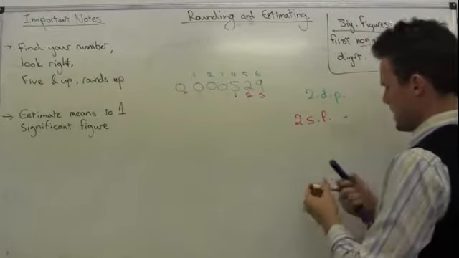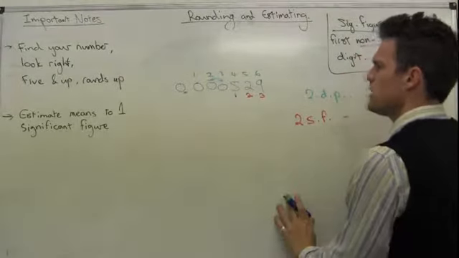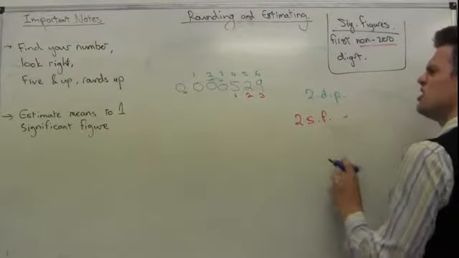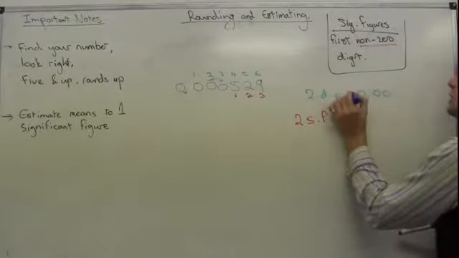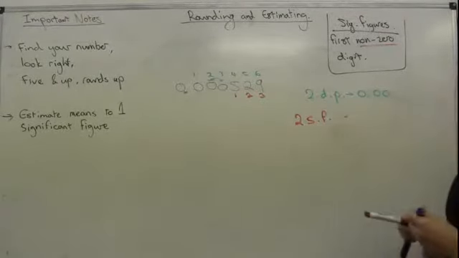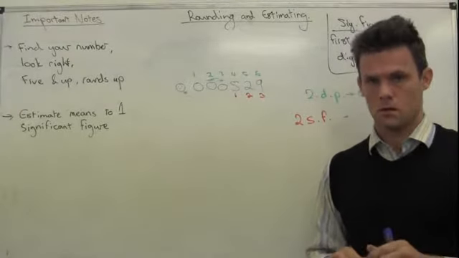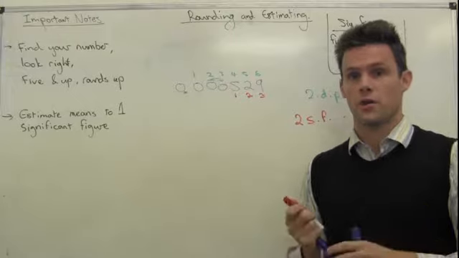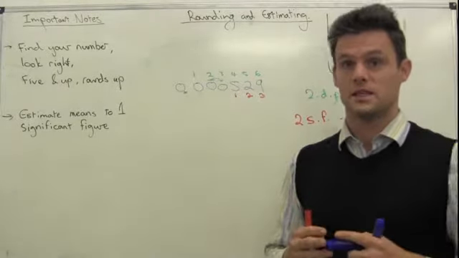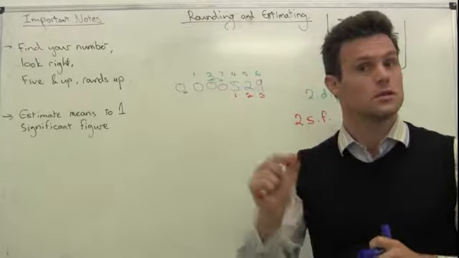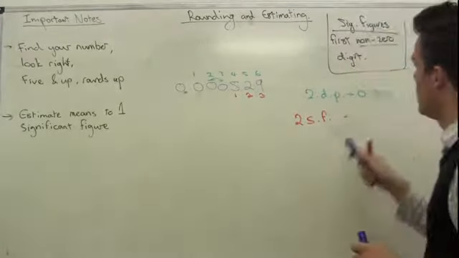So to 2 decimal places, well, here's my second decimal place. My third decimal place is actually a 0, so that's 0.00. Please note, if they ask you for 2 decimal places and one of them happens to be a 0, please put them in, right? Don't leave out a 0. 0.30 rounded to 2 decimal places is 0.30. It's not 0.3. That's to 1 decimal place. You need to show the decimal places.